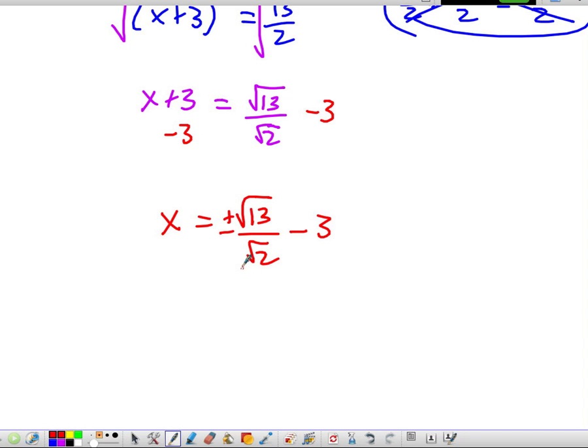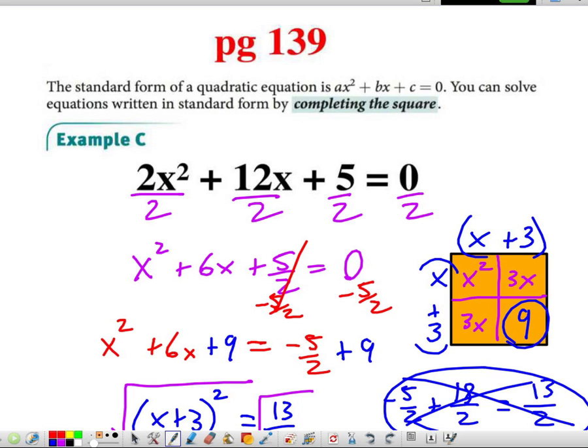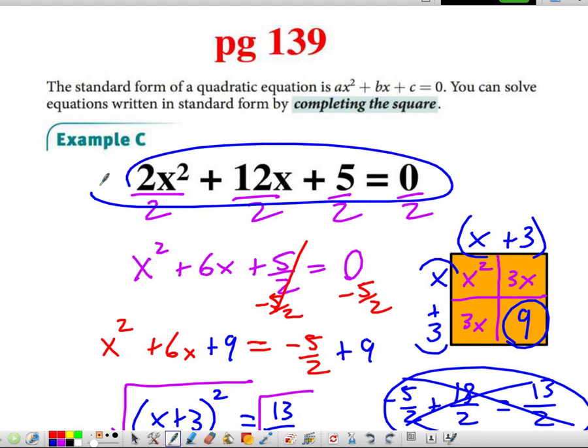Again, we need to rationalize the denominator. I don't want that square root in the denominator, so I need to multiply this fraction by square root of 2, both top and bottom. And so x is equal to plus or minus square root of 13 times the square root of 2 is going to be the square root of 26. Just multiplying those two numbers together. Square root of 2 times square root of 2 is going to be 2, minus 3. There we go. This is my answer to this quadratic equation.